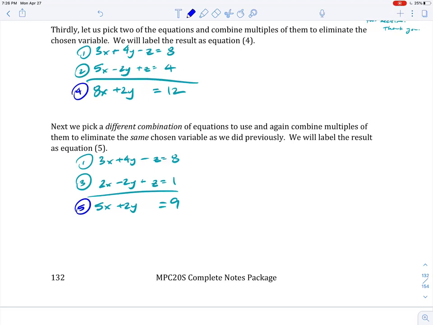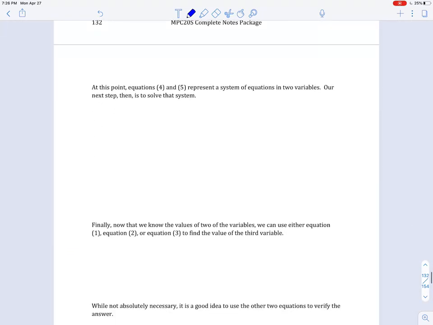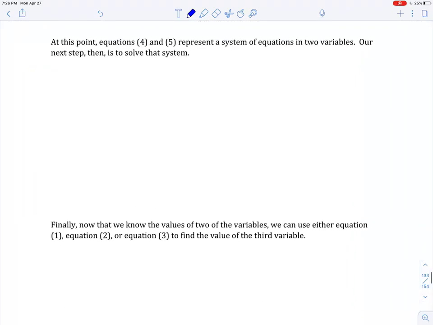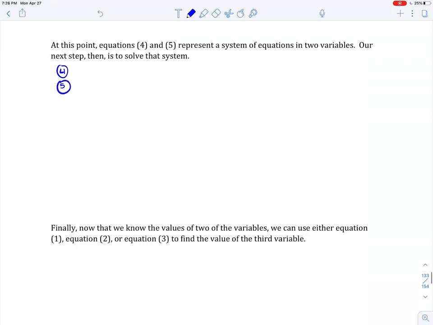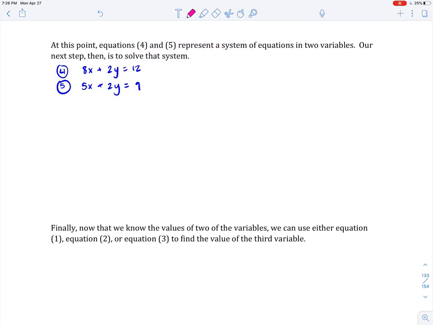Equation 4 and equation 5 together are their own two-dimensional system of equations. So for the time being, we're going to ignore equations 1, 2, and 3 and just check out 4 and 5. All right, so now that we have 4 and 5 representing our new 2D system, we're going to start by writing those out. So we have 8x plus 2y is equal to 12, and 5x plus 2y is equal to 9.